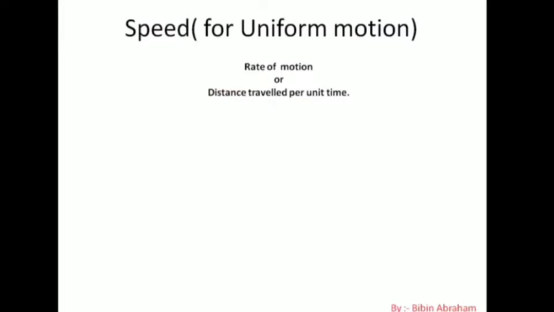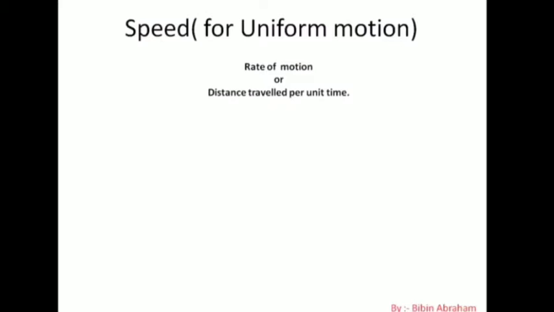See, let's say you and your friend are neighbors, right? And both come by bicycle. Now one of you reaches the school in 10 minutes, the other one reaches the school in 5 minutes. So what does that mean? The person who is reaching the school in 10 minutes is moving the bicycle with a slower speed as compared to the person who is reaching the school in 5 minutes.